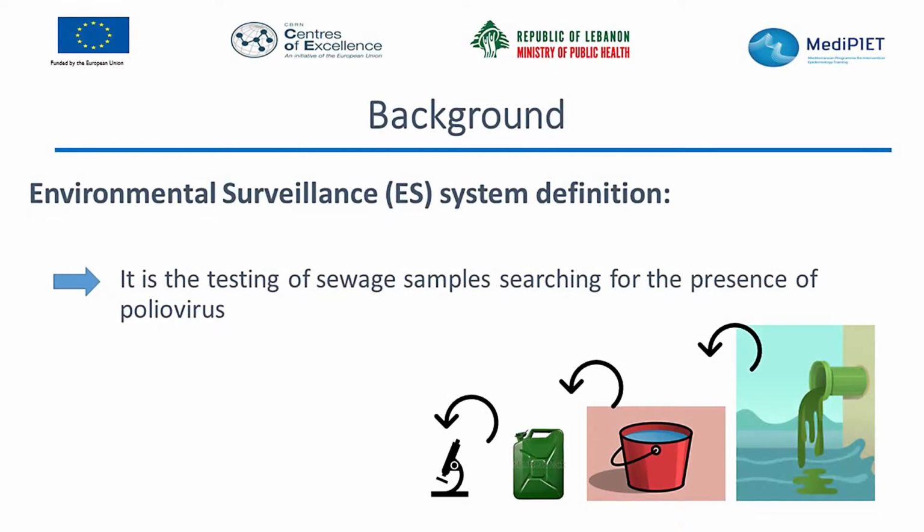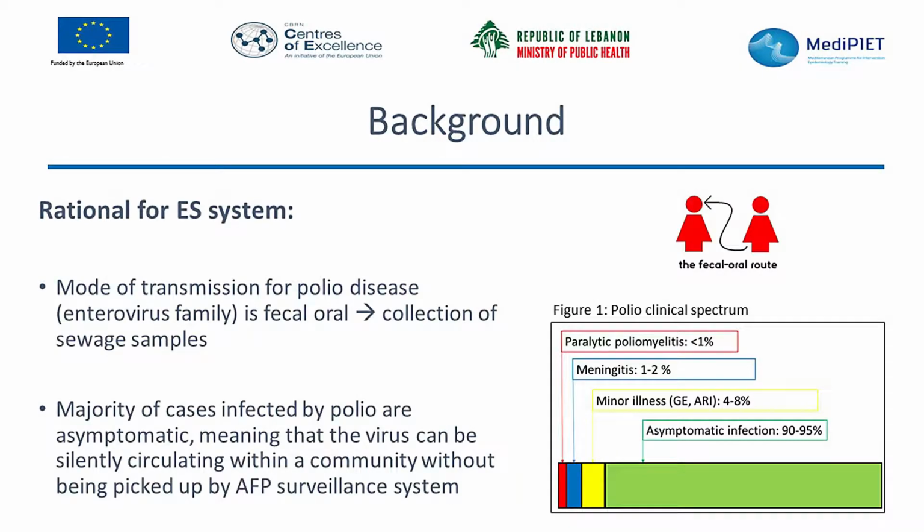So what is environmental surveillance? It is nothing but the testing of sewage samples searching for the presence of poliovirus. So what is the rationale behind environmental surveillance? As most of you know, the mode of transmission of polio is fecal-oral. Hence, we're going to go and search for the virus in the sewage samples.